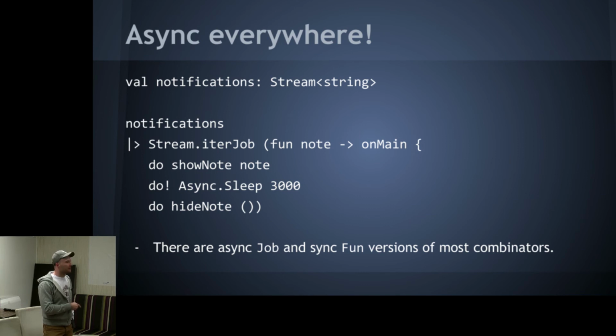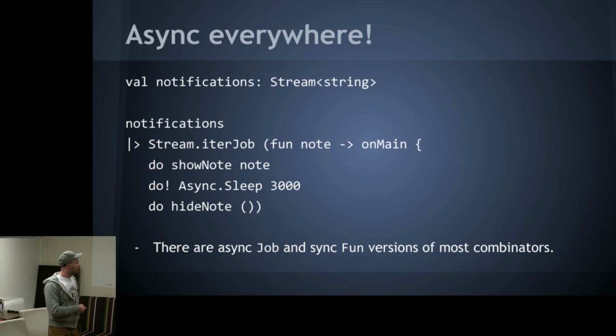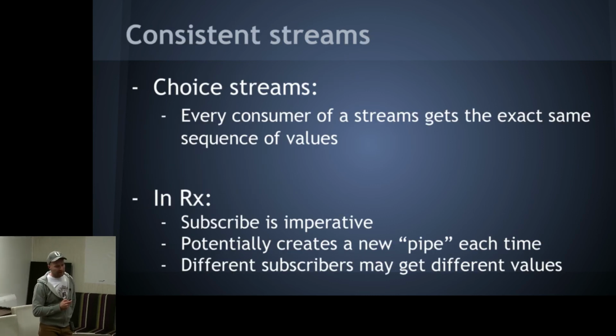So this is a very simple way of writing a notification system that always displays things for at least 3 seconds. If it sometimes happens that you have more notifications in the period of 3 seconds, those will be queued and displayed. Each of those notifications will be displayed for 3 seconds. So if you want to do the same thing with Rx, you need to compose a much more complex stream to do it. And in fact, there are asynchronous and synchronous versions of most combinators.